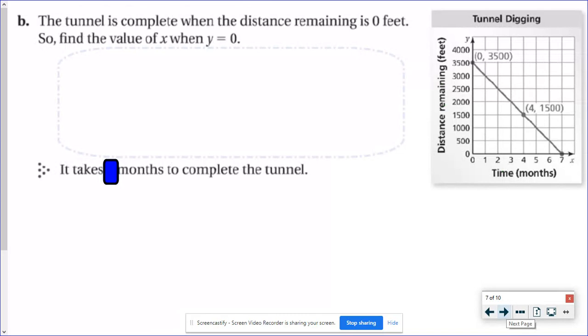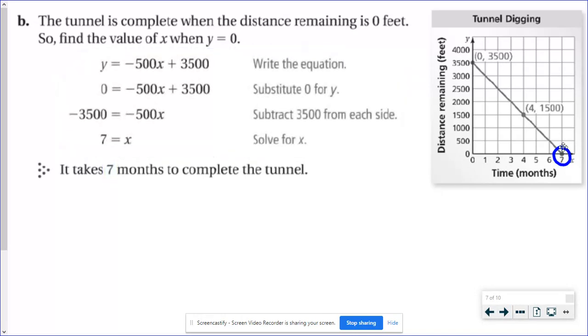And then my other question is, I want to know when there's 0 feet left to dig. I want to know how long it's going to take to dig this whole thing. Now, I've got a longer explanation that I'm going to uncover, but I'm hoping that you can also just look at the graph and say 0 feet left is at 7 months. It takes 7 months to dig that whole thing. You could substitute in that the y is 0 and show the work, or just look at the graph and get the information there.